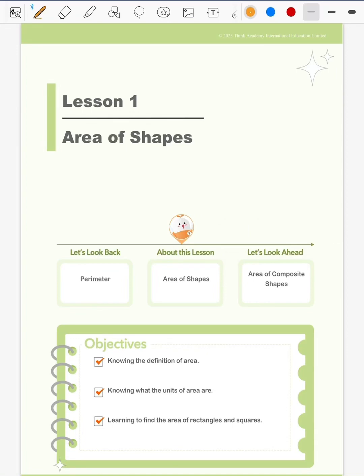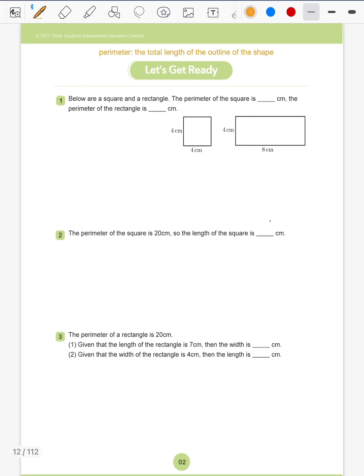The spring term is coming, so from this term we will do a preview before each lesson together. And this week, let's talk about lesson 1, the area of shapes. If we look back, what have we learned before? We have learned the perimeter of the rectangle and the square, right? In this lesson, we will talk about the area of shapes. And if we look ahead, in the future, we will talk about the area of composite shapes. So today, let's get ready together.